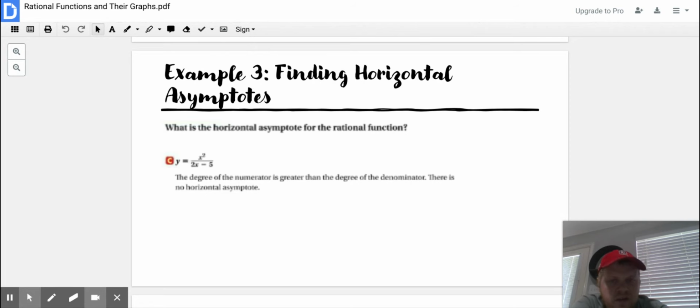Okay. So again, if the degree in the numerator is bigger, there is no horizontal. If the degree is bigger in the denominator, then the asymptote is y equals 0. And if they are the same, then you divide the coefficients and simplify. Okay.